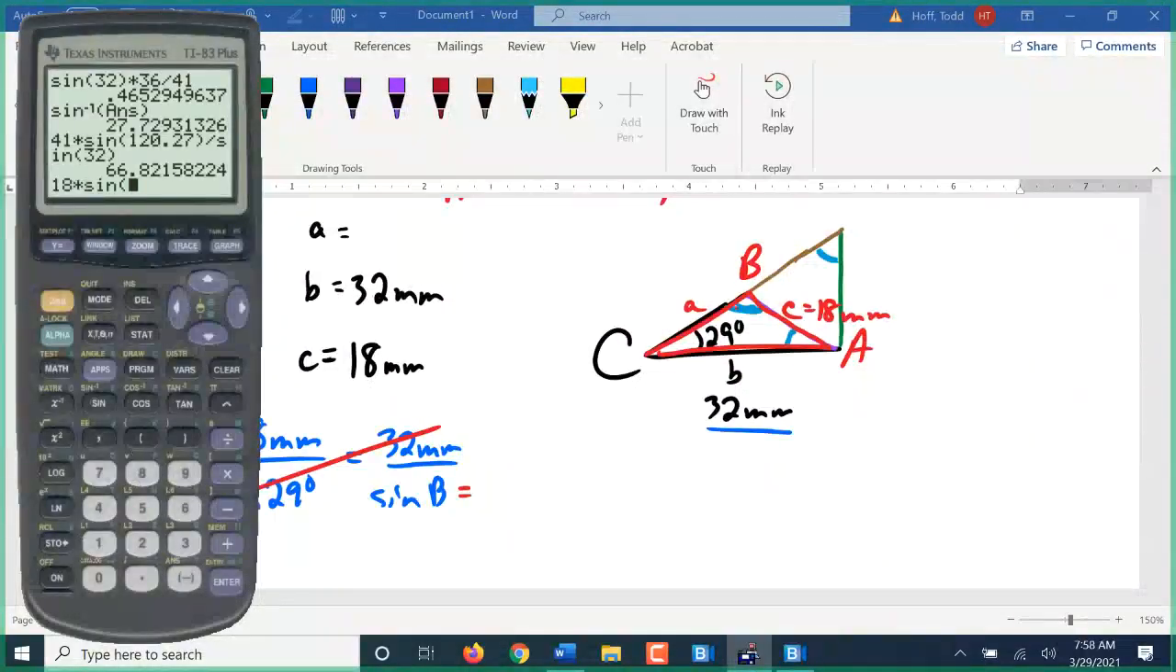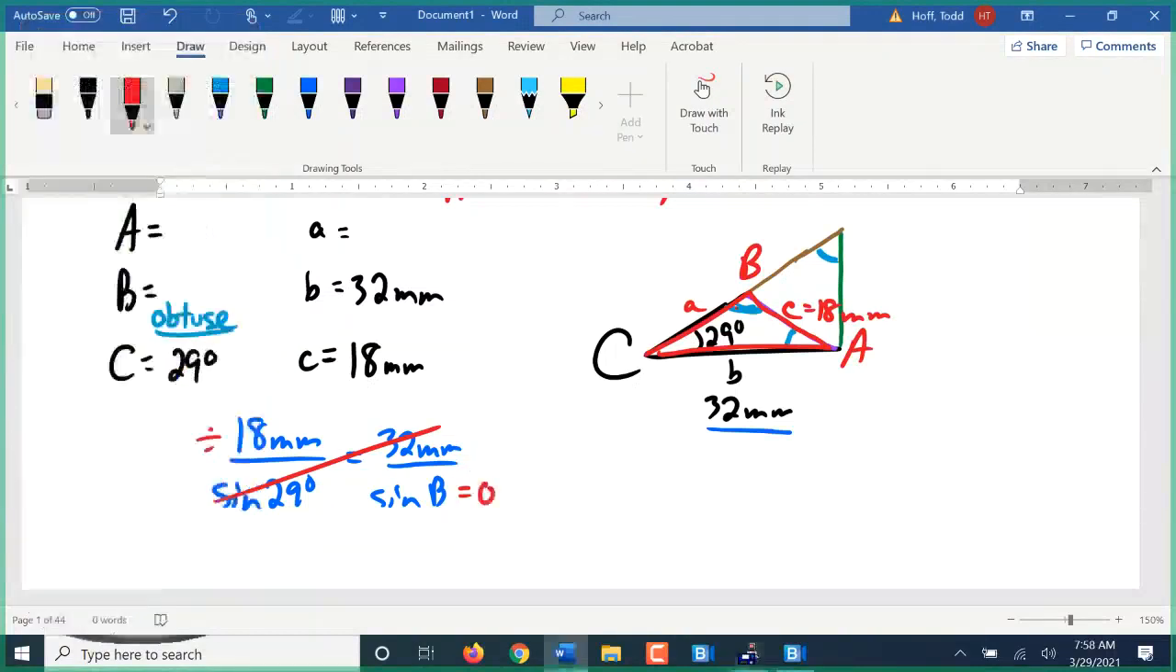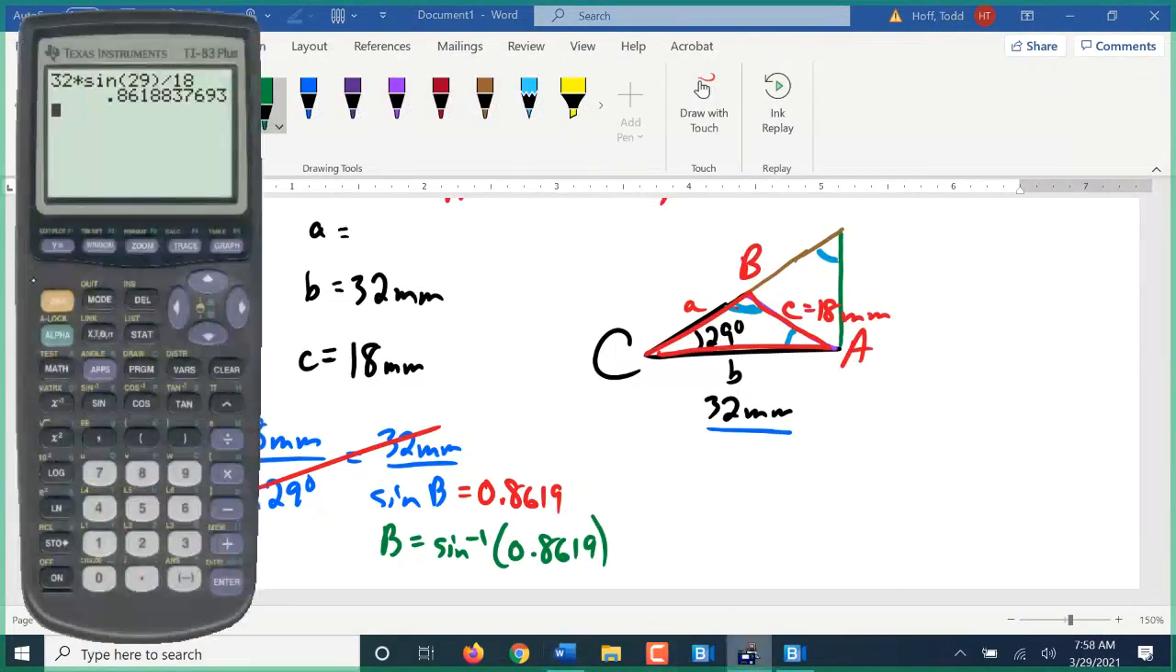32 times the sine of 29, divided by 18. 0.8619. That's the sine of B. So B itself is going to be the inverse sine of 0.8619. Second sine, second answer. 59.53.